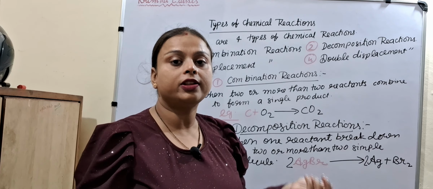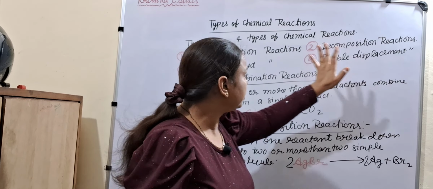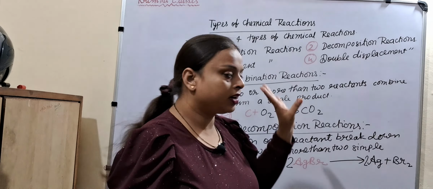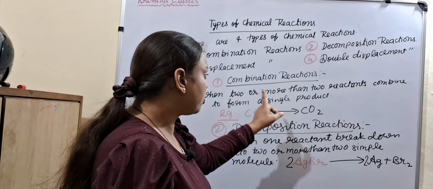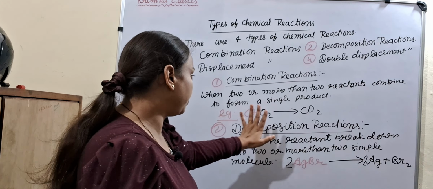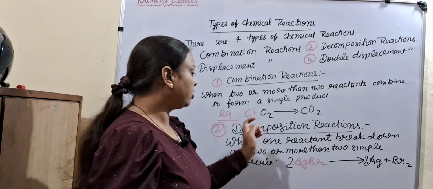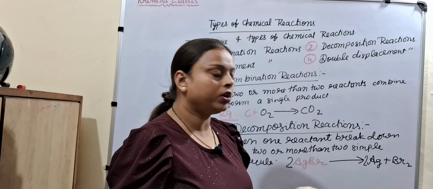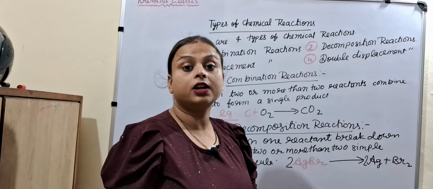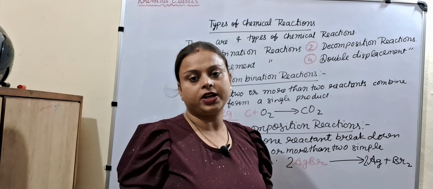I repeat again, what is today's class? Types of chemical reactions. There are 4 types of chemical reactions: combination, decomposition, displacement, double displacement. What is the combination? When two or more reactants combine and form a single product. Example, C plus O2 gives CO2. And what is the decomposition? When one reactant breaks down into two or more than two simple molecules, that is called the decomposition reaction. Example, AgBr converted into Ag plus Br2.